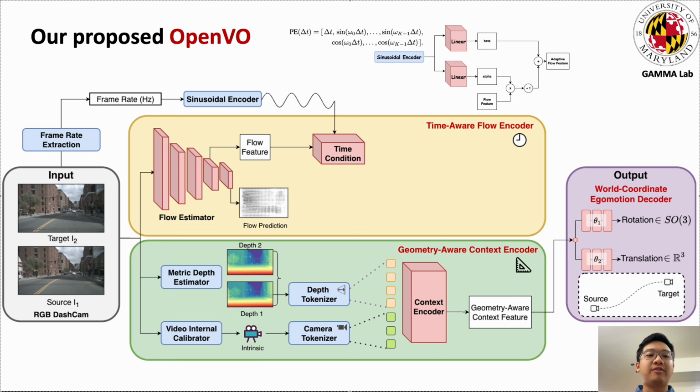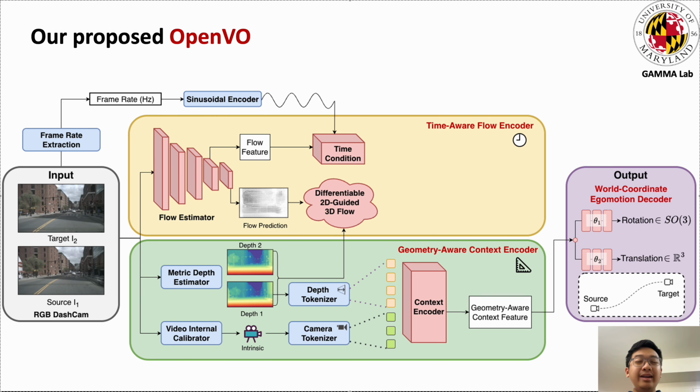This time interval is then expanded to a high-dimensional embedding using sinusoidal positional encoding. This encoding injects smooth periodic variation of different frequencies that capture both fine-grained and coarse temporal scales, allowing the network to perceive and generalize across different observation rates. We designed two lightweight conditioning layers that take the encoded high-frequency representation of time to modulate the flow feature. Then, we convert the 2D optical flow and the per-pixel metric depth into a dense 3D motion field using a fully differentiable warping mechanism.